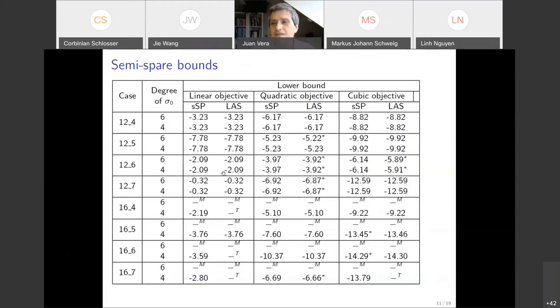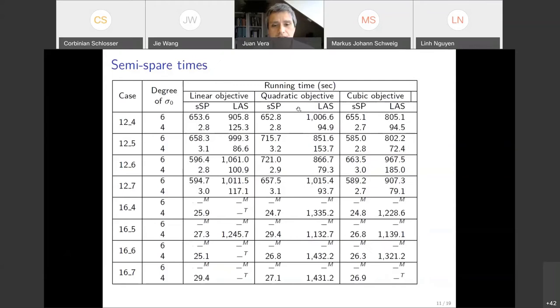But also we are more restricted. So in particular, the bound could be much worse. But they actually give us similar bounds. In some cases, Lasserre is better. In some cases, the semi-sparse is better. But you can see they are very similar. And in some cases, actually, Lasserre didn't run and ours did. And that's easier to see when we compare time.